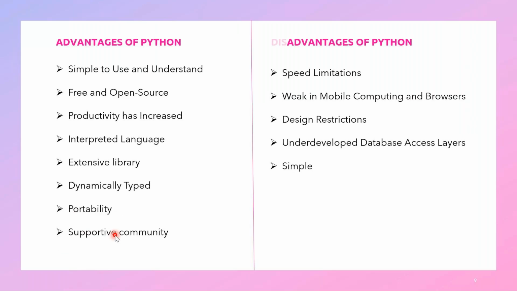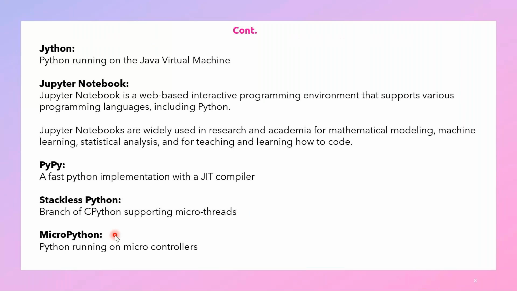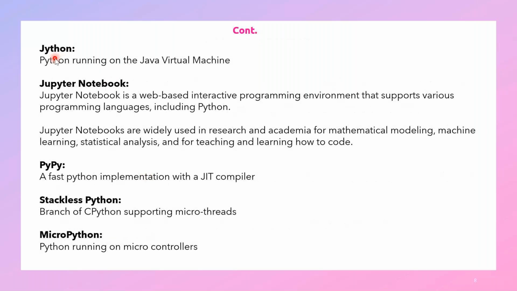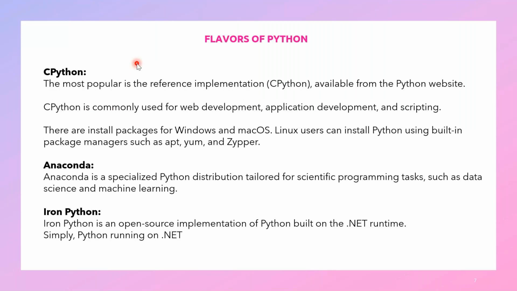There are a few more flavors also available. I listed only the main ones, based on the segregation of work. For example, for .NET you can make use of IronPython. For Java, you can make use of Jython. For a web-based interactive console, you can make use of Jupyter. So the majority of flavors I have included here.